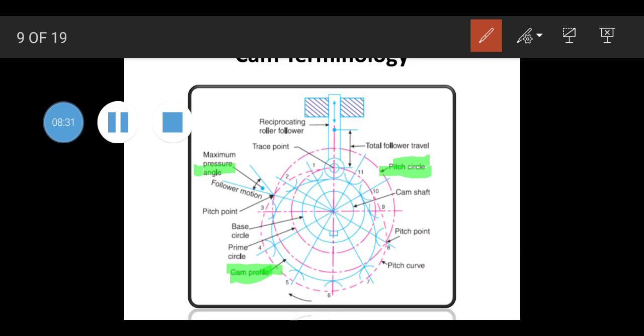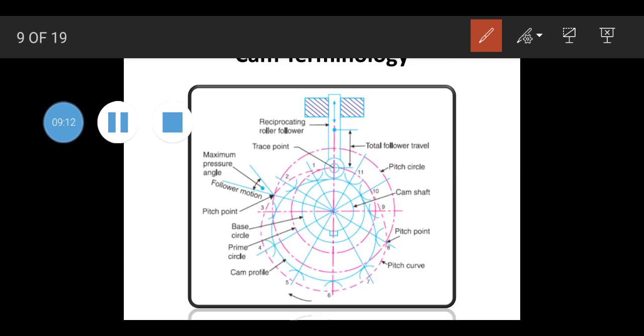Now coming towards the prime circle. So this is the prime circle. It is the smallest circle that can be drawn from the center of a cam and tangent to the pitch curve. For knife edge and flat face follower, prime circle and base circle are the same. In roller follower, prime circle is larger than the base circle by the radius of the roller. So as the radius of the roller is increased.